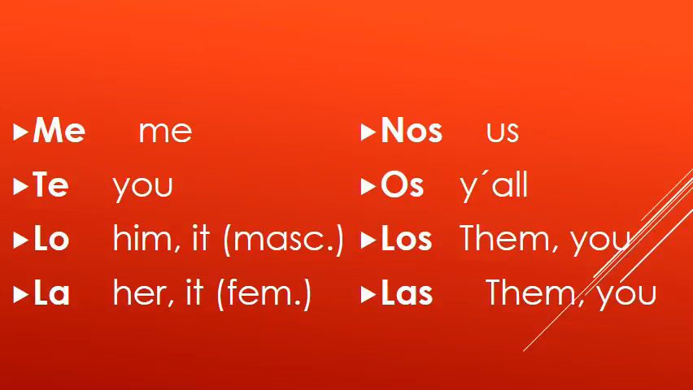Here are all of the direct object pronouns that you might come up against, and there is a little song that will help you to remember what they are. It goes like this. Me, te, lo, la, nos, os, los, las. Me replaces me. Te replaces you. Lo and la replace him or it or her. Nos replaces us or nosotros. Os replaces y'all or vosotros. Los and las replace them or you in the polite form.